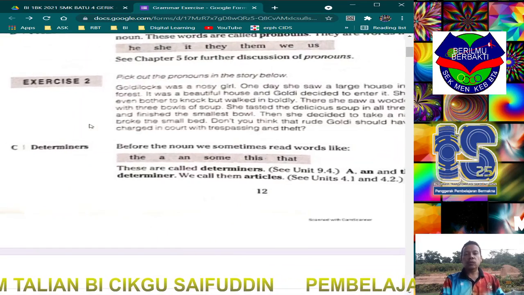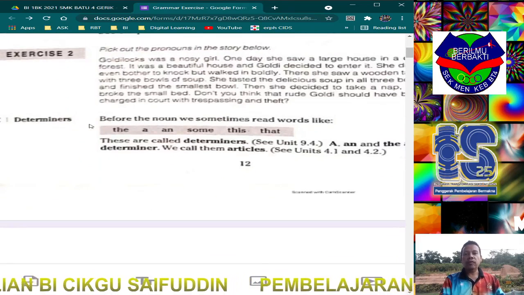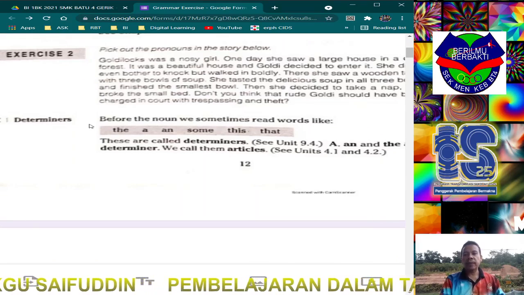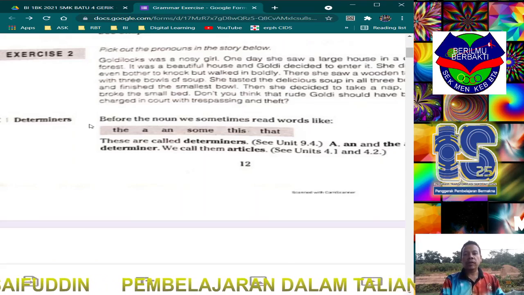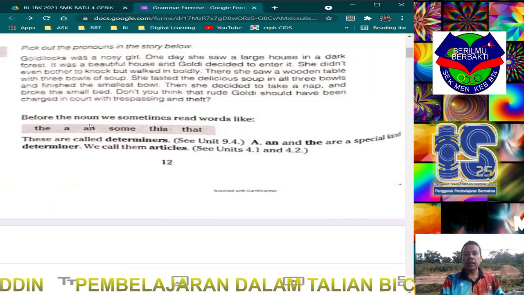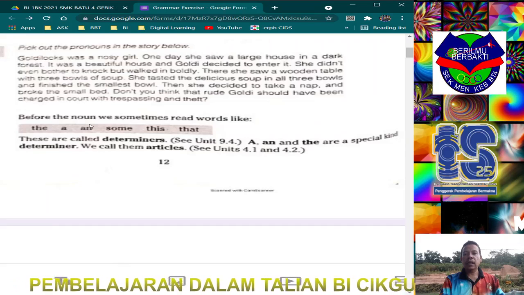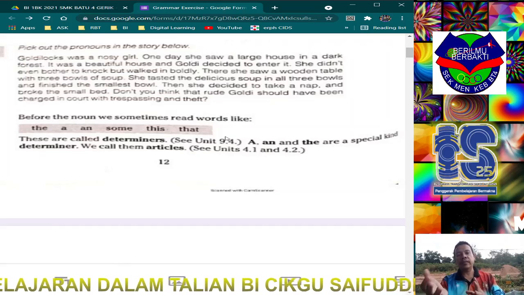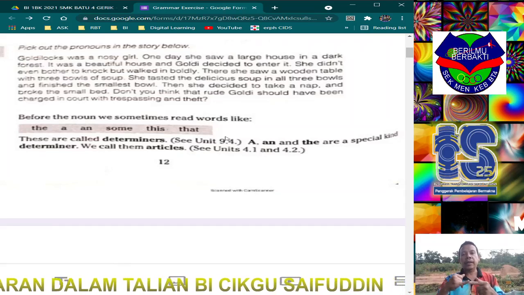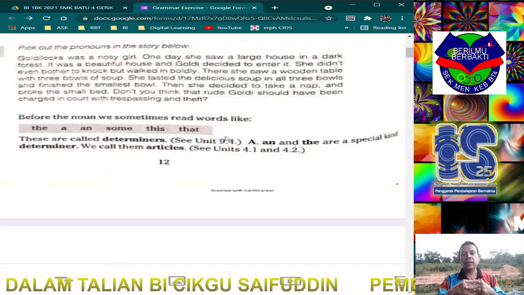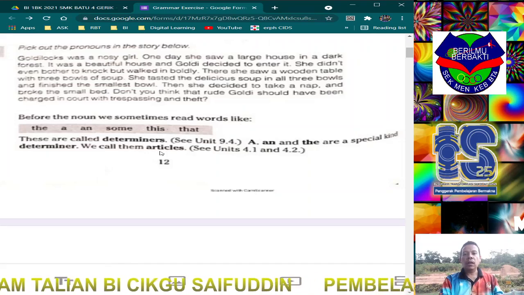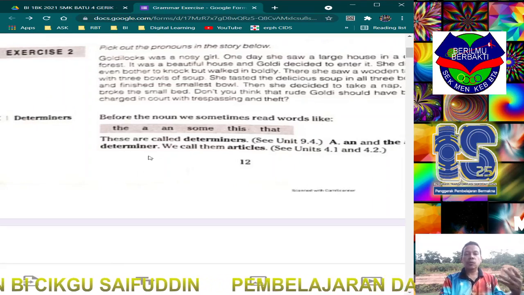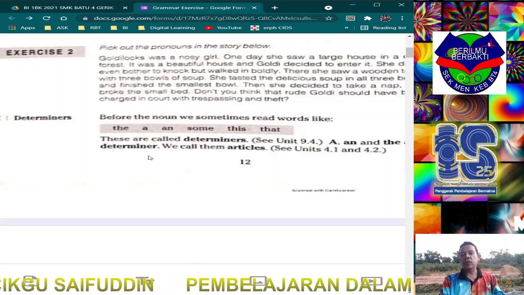And then the third one is determiners. Before the noun, we sometimes read words like the, a, some, this, and that. So these are called determiners. And a and the are a special kind of determiners. We call them articles. Kita dah belajar dahulu dalam kelas sebelum ni. Selain itu kita ada juga determiners yang lain. Contohnya di awal perkataan kita gunakan the. The school, the policeman and so on.